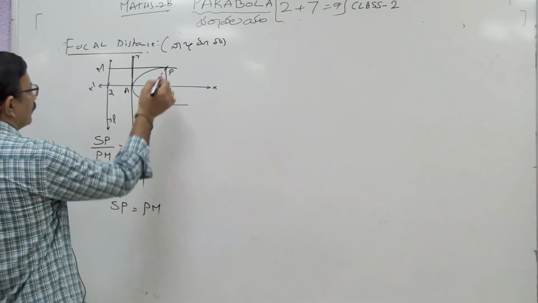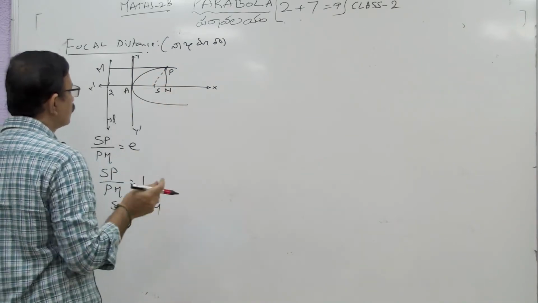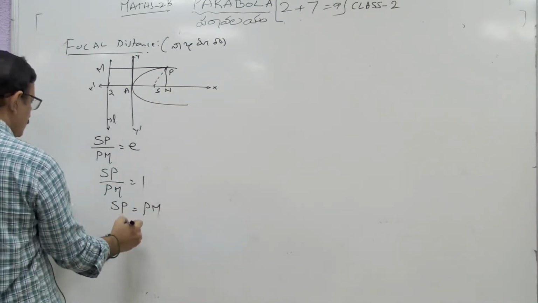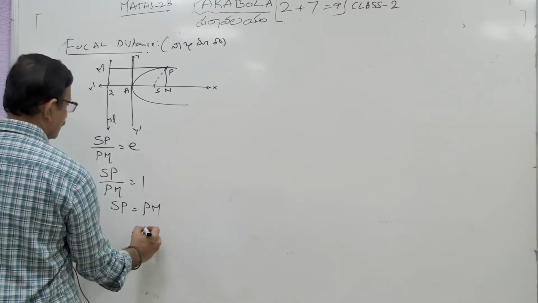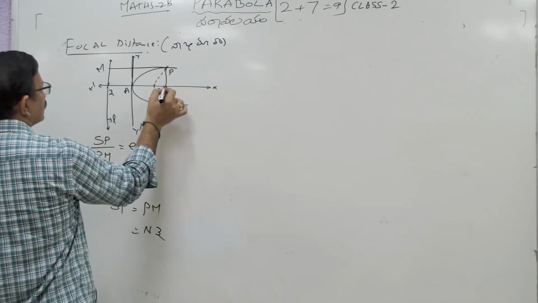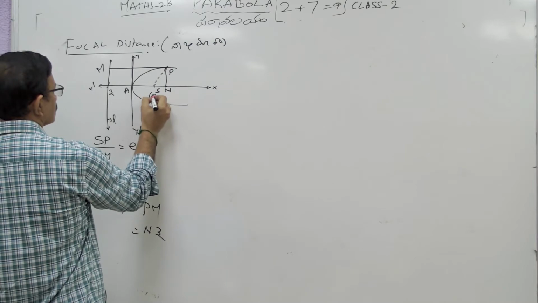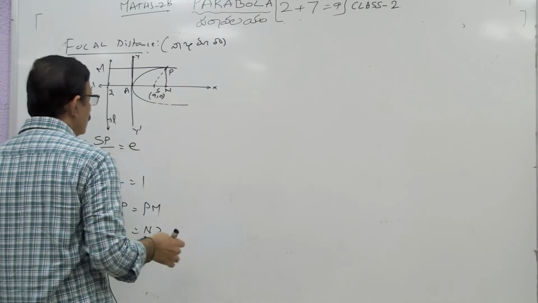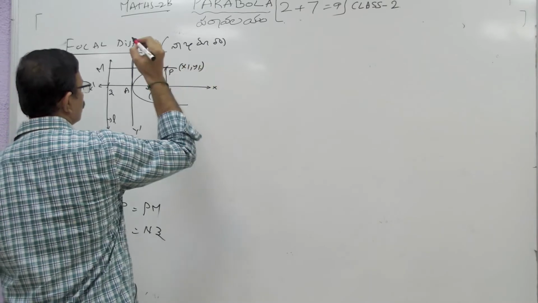Isn't this already what we have learned? So SP, what is the length of SP? It is equal to PM. Now this PM we can write as NZ. See the figure here. This is PM, this is N and this is Z. And here we know the coordinates of S as (a, 0). Let us take the coordinates of P as (x1, y1).